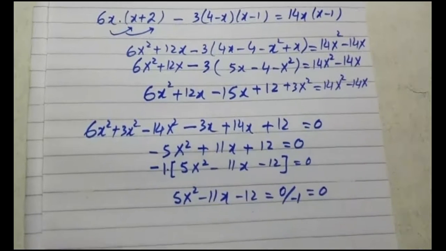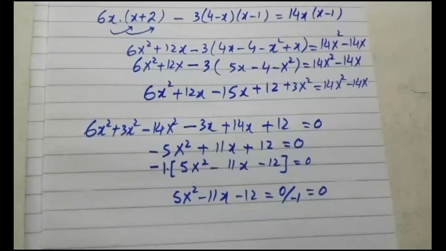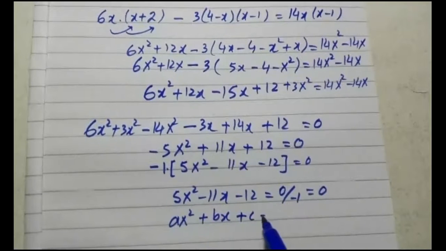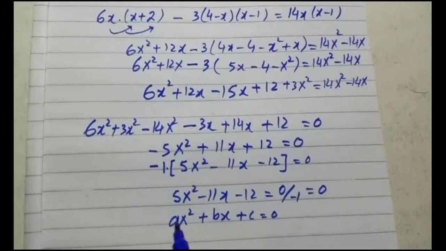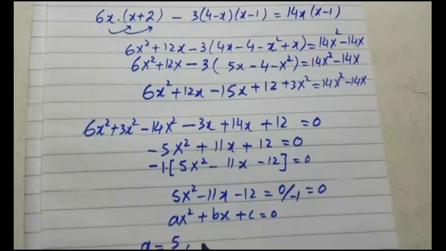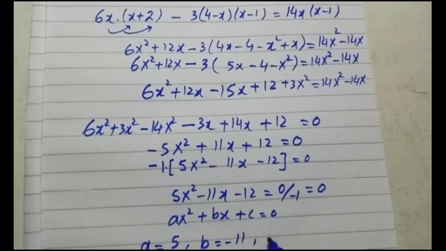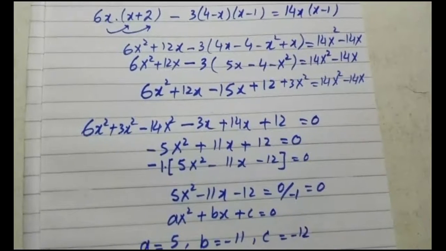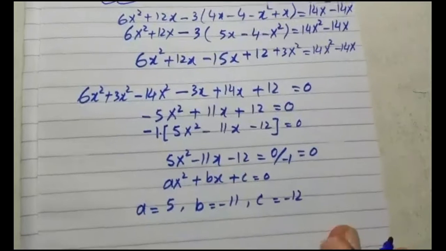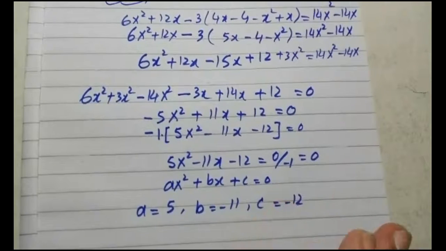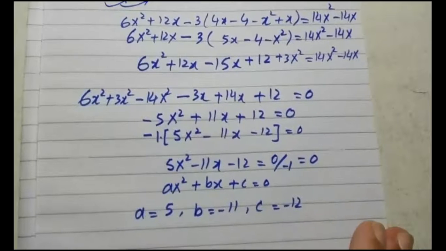Fine. Now you are in a position to compare it with the standard quadratic equation, that is ax square plus bx plus c equals 0. Now a is equal to 5, b is equal to -11, and c is equal to -12. Clear? Okay, now we will just put these values into the quadratic formula and then solve for the answer.